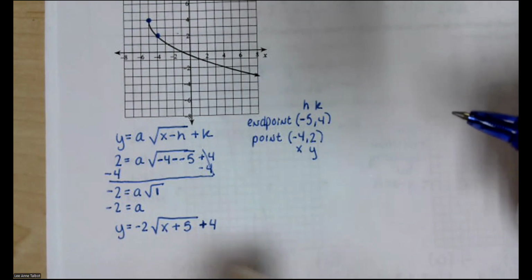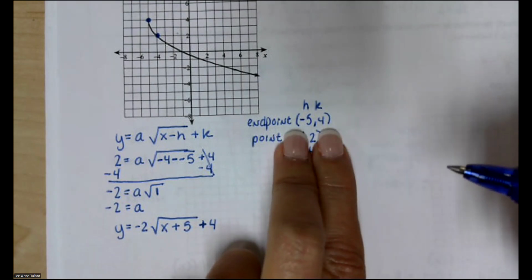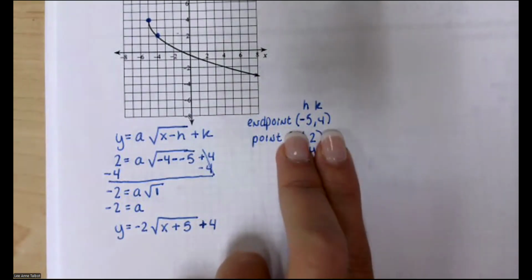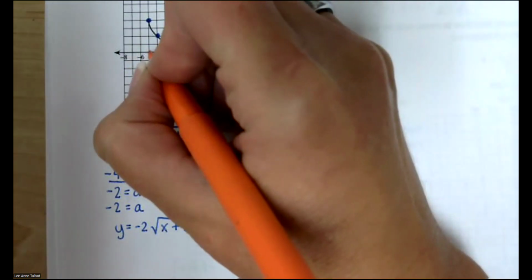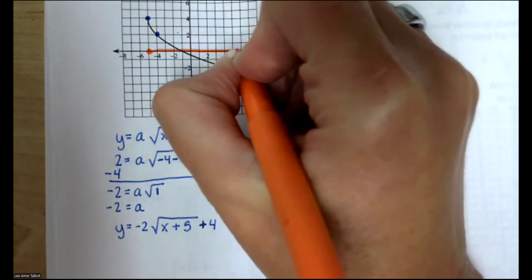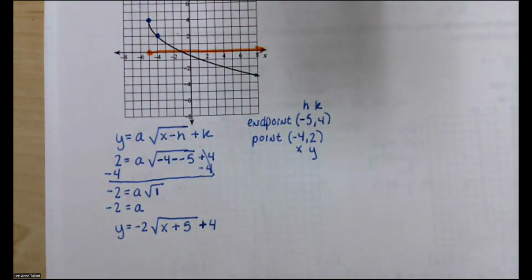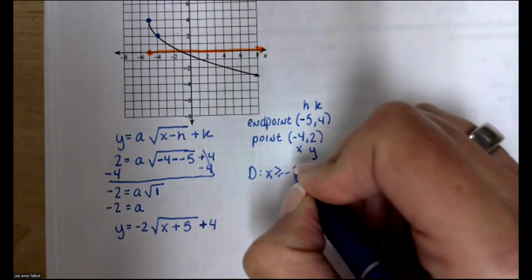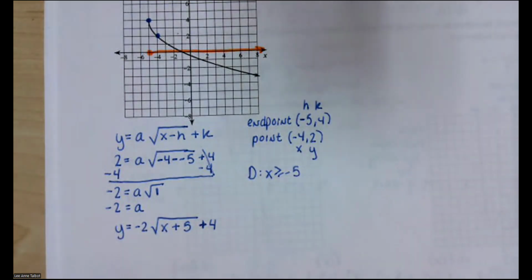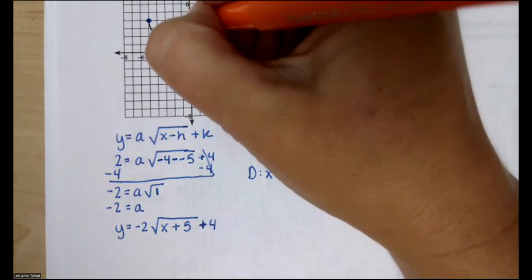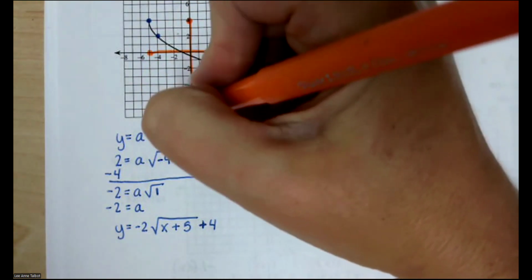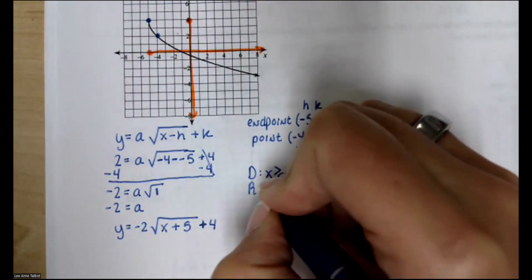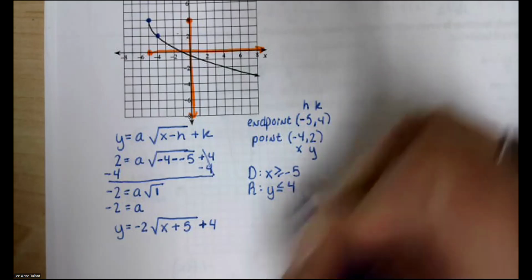And now what we're going to do is use our graph and our endpoint to find the domain and range. So can you guys tell that the x's are going that way? The -5. And then the range is going from 4 to -infinity. So y is less than or equal to 4.